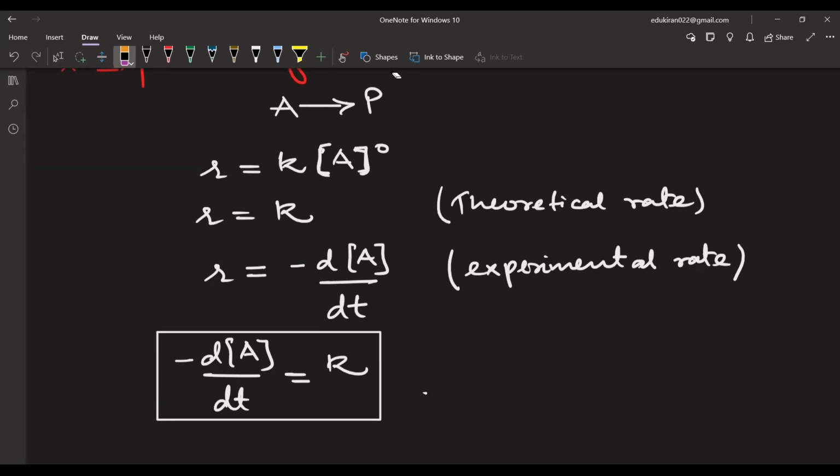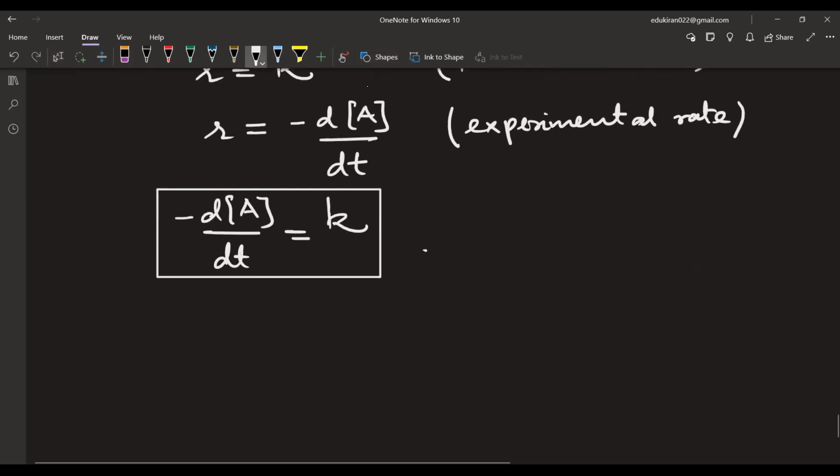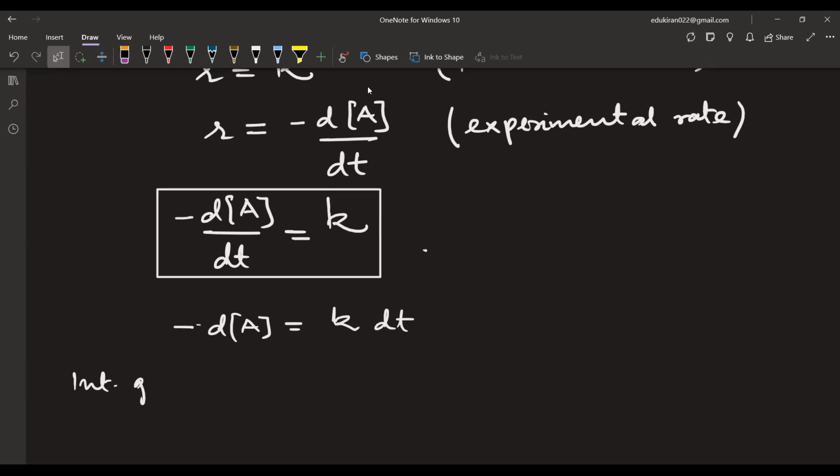Now we have minus dA upon dt is equal to K. You will have to remember this as the next expression for a zero order reaction. Now I am going to do variable separation. Variable separation means I will have minus dA and equate this to K into dt. After that, I am going to integrate this, integrating both sides.